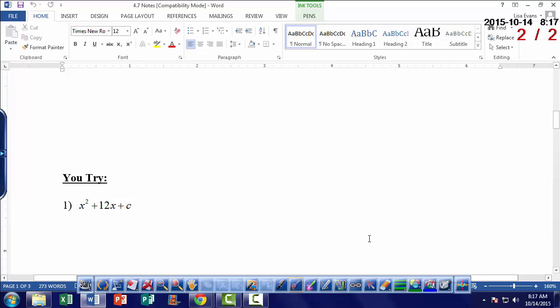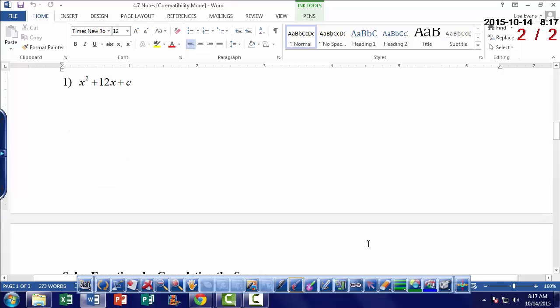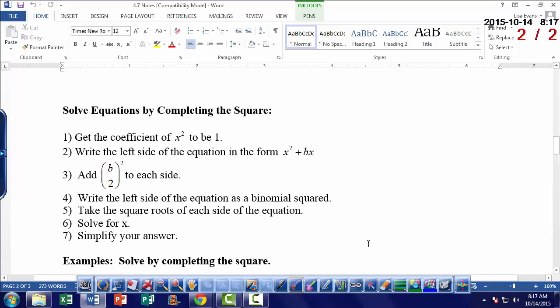Okay, go ahead, pause the video, try the first you try on your own. Now, these are the steps that we are going to do to solve equations by completing the square.